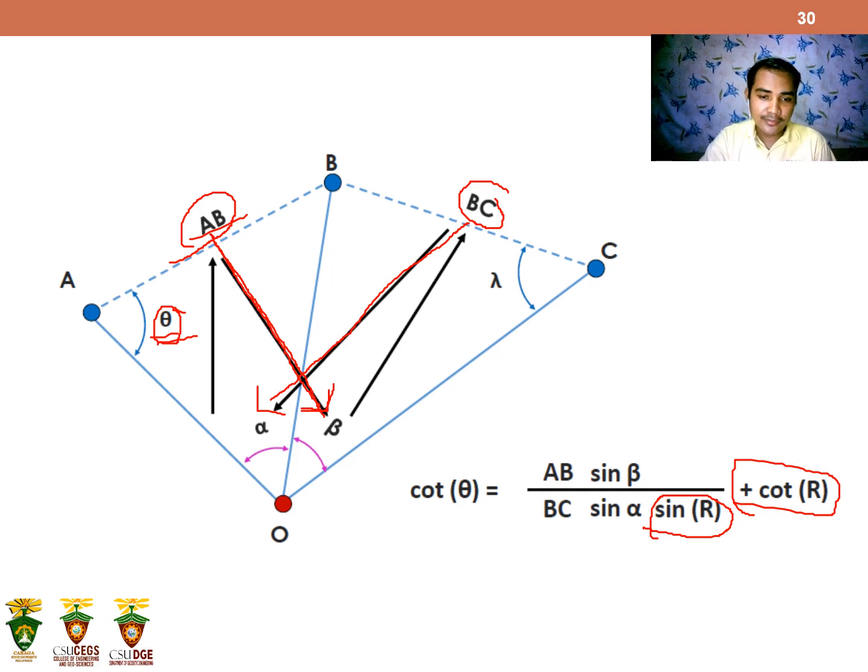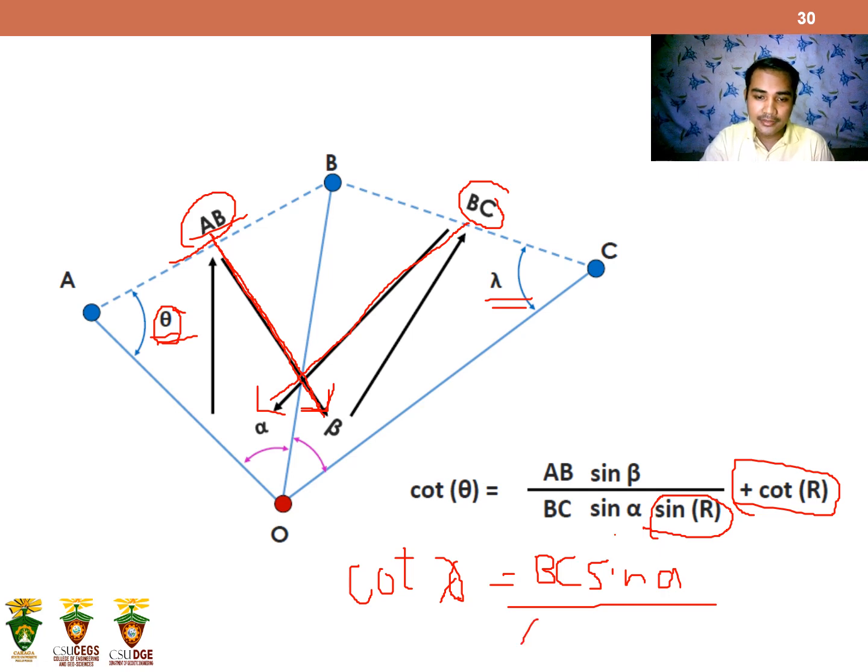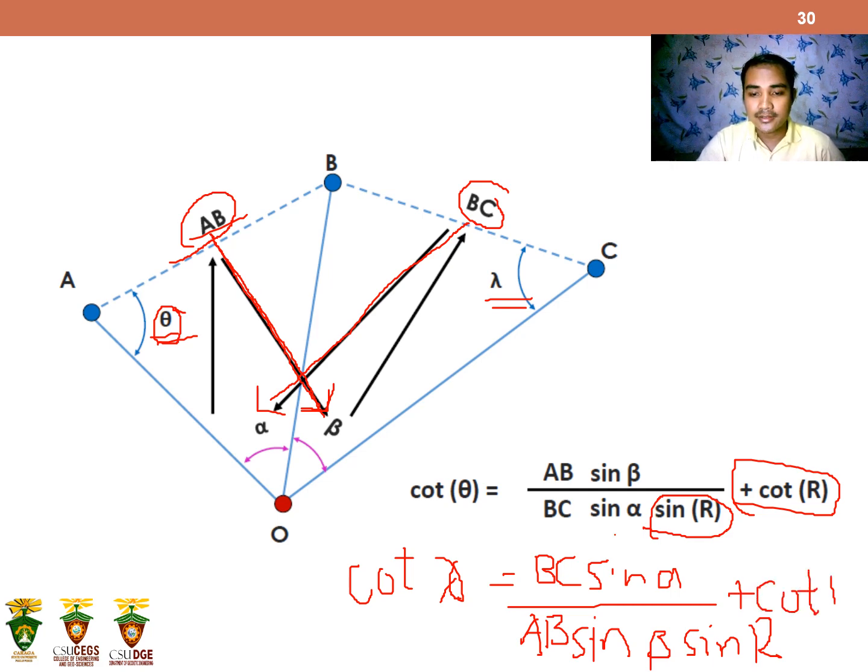Now if we use cotangent lambda, the formula is cotangent lambda is equal to, since lambda is here, the side we use is BC, sine of its opposite, which is sine alpha, all over the next opposite side AB, AB sine opposite, beta. Then we add sine r plus cotangent r. So that is the derivation of the formula.